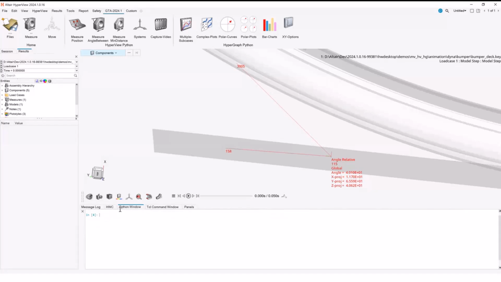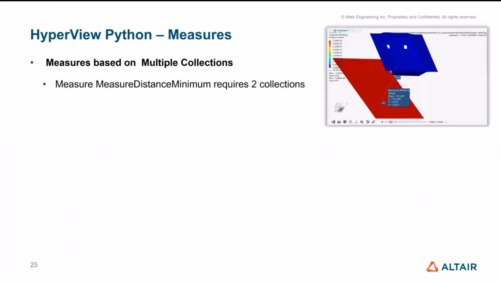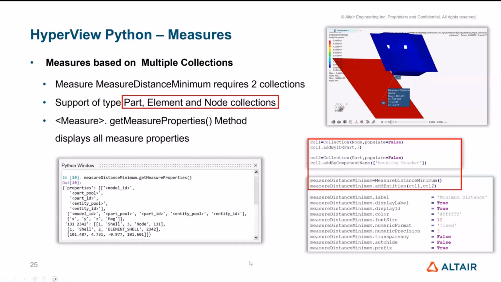Okay, so let's continue with the most complex one, the measure with multiple collections, the distance minimum. We support here collections of type part, element, and node. So in this demo, you see I create a collection 1 of type node, and I add by part, so all the node IDs of part 3. The second one I use of part, and then with the name mountain bracket, I add it to the collection. All the display options are supported, and again, all the measure properties will be shown when you run it.